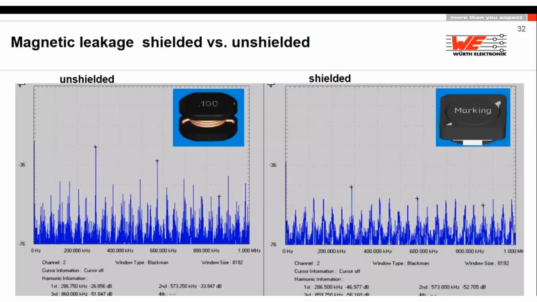I think I don't need to explain anything on this picture. In radiated emission, the inductor is the antenna which makes the noise. And if you put in the shielded version, it will be much happier.